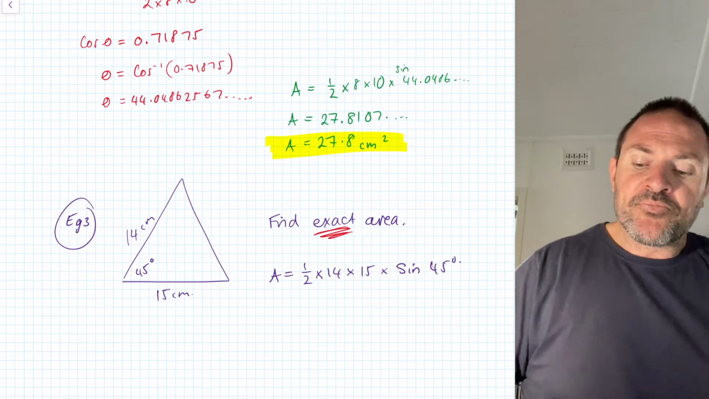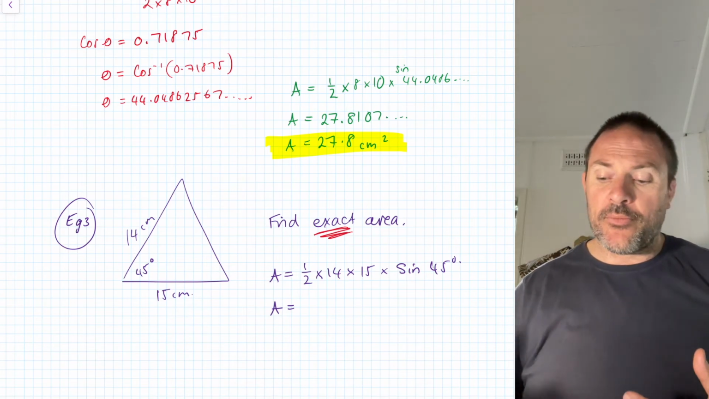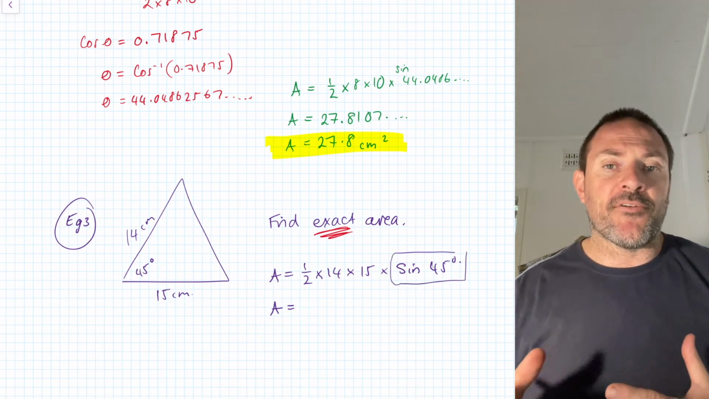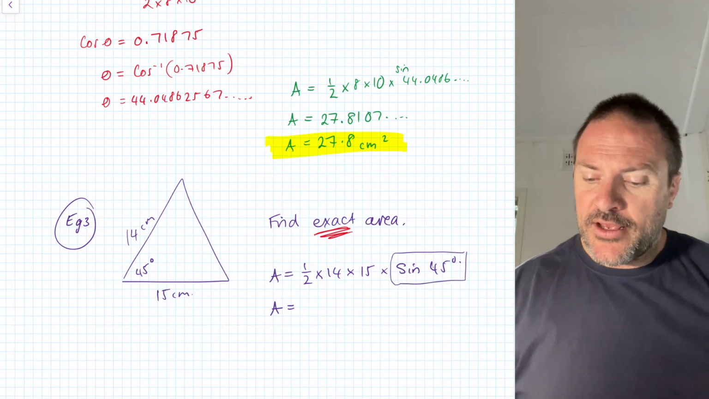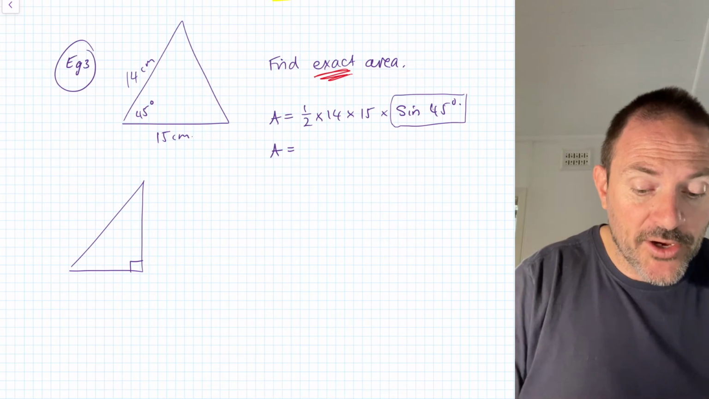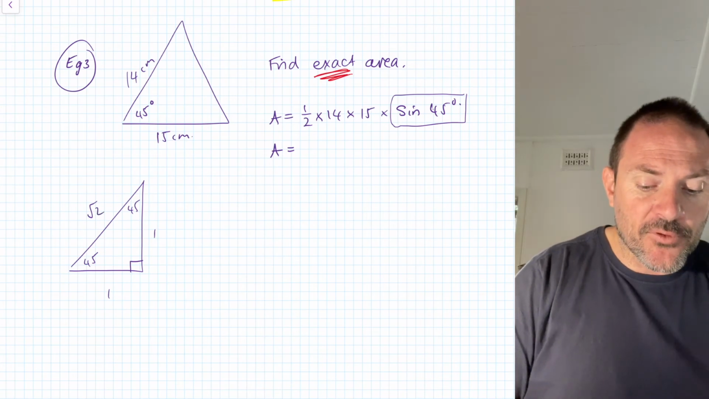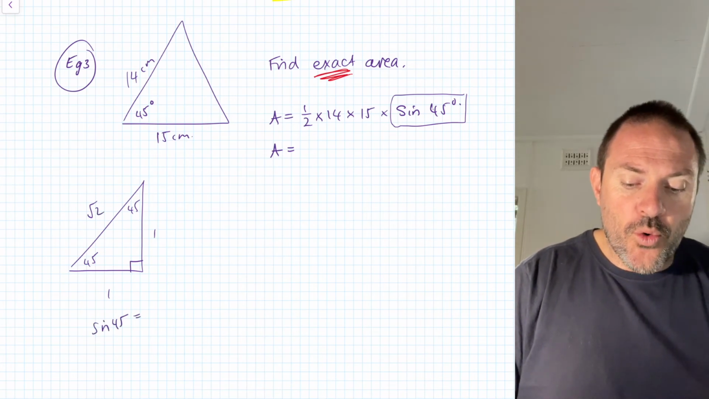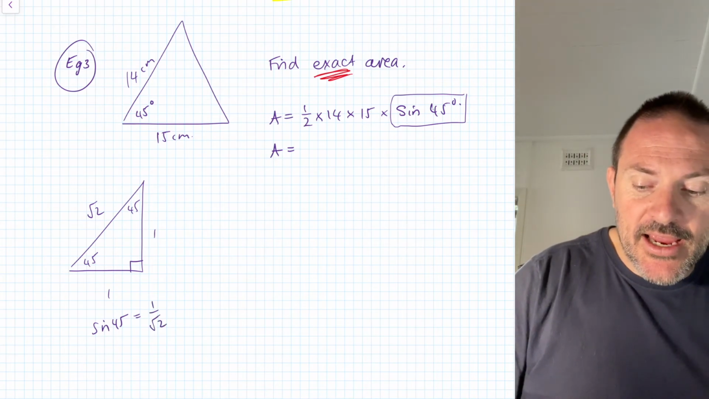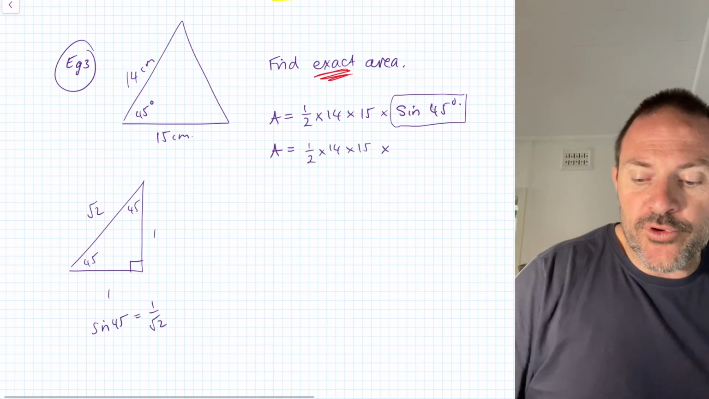Now, of course, we know that half of 14 is 7 times 15, okay, 105 or thereabouts. We can do that part in the calculator. But this sine 45, the minute I do sine 45 in my calculator, it's going to round it. We don't want that. So I'm going to come back down to my triangle, which is my isosceles right angle triangle of 45 and 45, 1, 1, and root 2. And I'm going to say that sine 45 is equal to 1 on root 2, our opposite over hypotenuse. So I can now say a half times 14 times 15 times 1 over root 2.